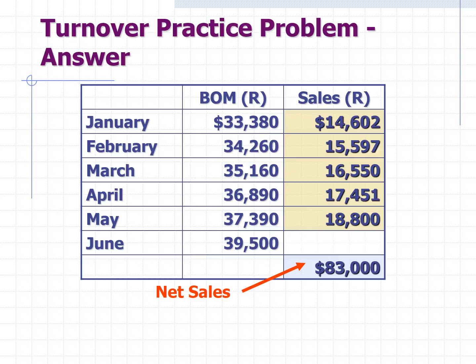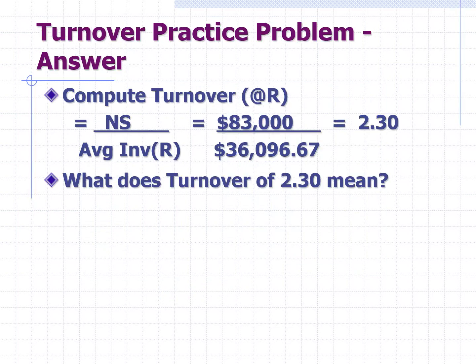Then we added up the 5-month net sales altogether, which gave us the total net sales of $83,000 for the 5 months. Then finally compute the turnover, which is net sales over average inventory. So 83,000 over 36,096.67. That gave us the turnover of 2.3. So what does this turnover of 2.30 mean?